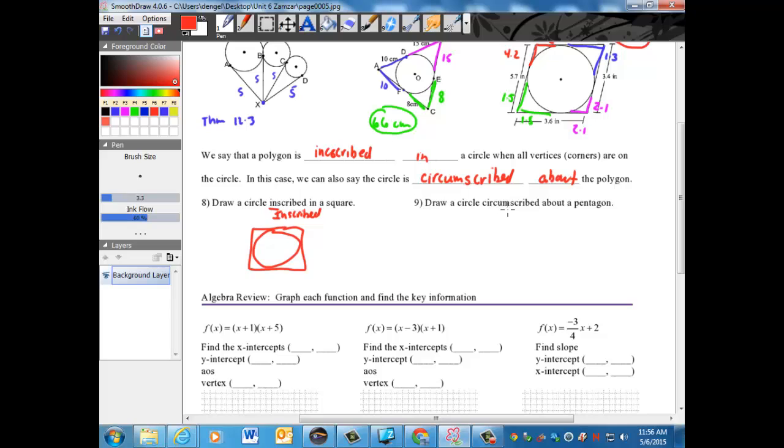All right, circumscribed about means that we're going to go outside. So if we have, let's just keep our shapes the same. We can do a pentagon, but I'm going to keep it the same as a square, just like last problem. And this time the circle goes on the outside. Okay, and so that would be circumscribed.